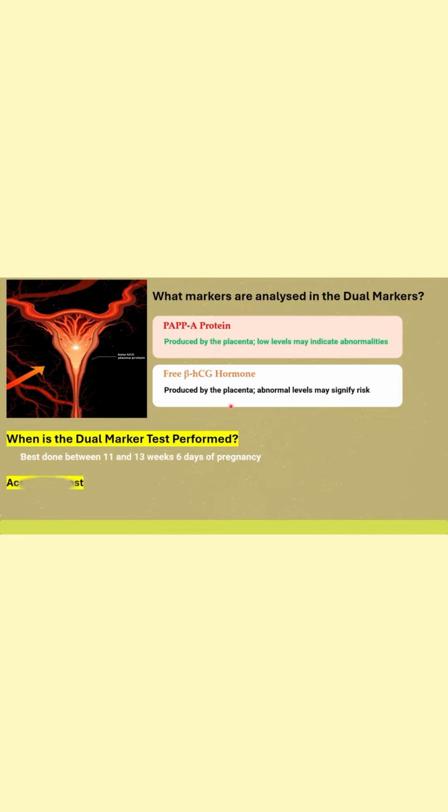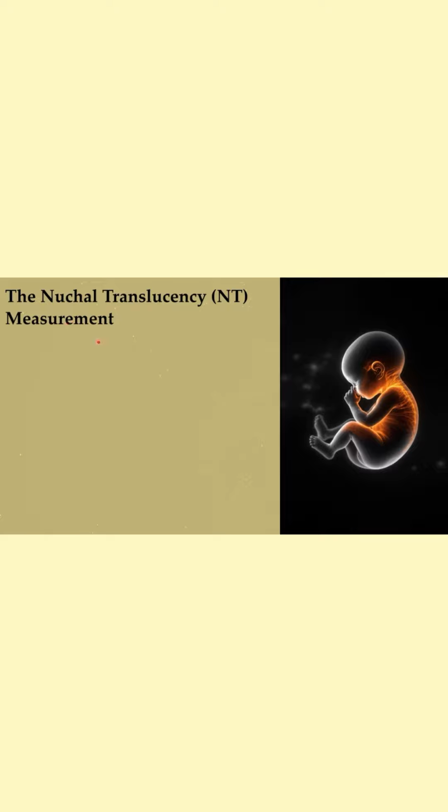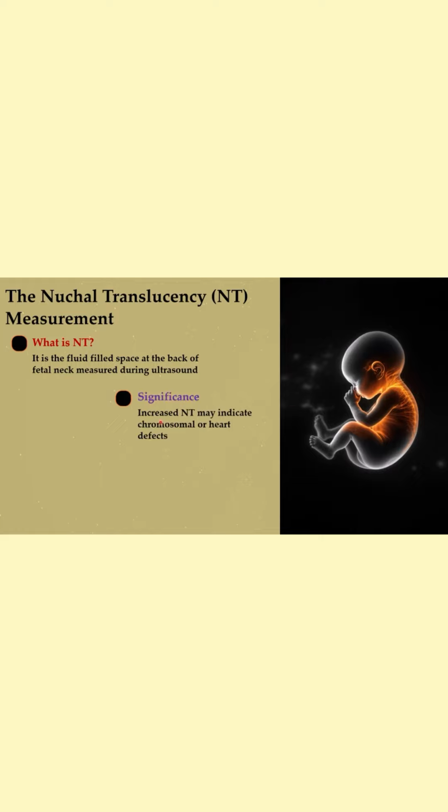And to increase the accuracy of the dual marker test, we combine it with the nuchal translucency measurement. So what is the nuchal translucency? Nuchal translucency is a fluid filled space at the back of the fetal neck. As we can see in this image, at the back of the neck, this fluid filled space is known as nuchal translucency, measured during the ultrasound. And if it is increased, it indicates some chromosomal or a heart defect in the fetus. And this nuchal translucency is measured along with the dual marker test in the same time frame, that is between 11 weeks and 13 weeks and 6 days of pregnancy.